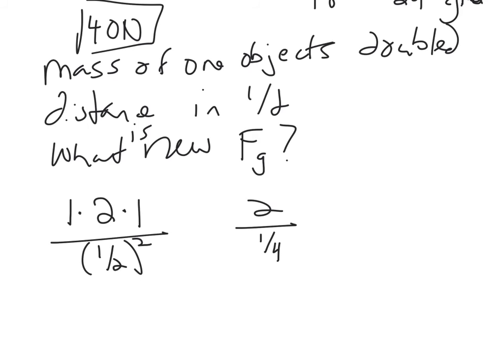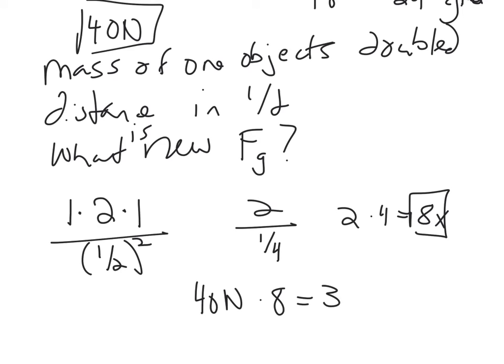When you divide by a fraction, you have to multiply by the reciprocal. So I'm left with 2 times 4, which is 8. 8 is not my final answer. That is sort of my multiplier. It is 8 times bigger. So originally it was 40 newtons from up above, times 8. And that gives me 320 newtons. That is my new force of gravity between those two objects. It is not 8. We have to multiply it by the original to get our new.